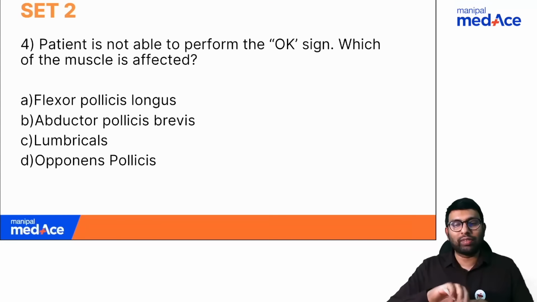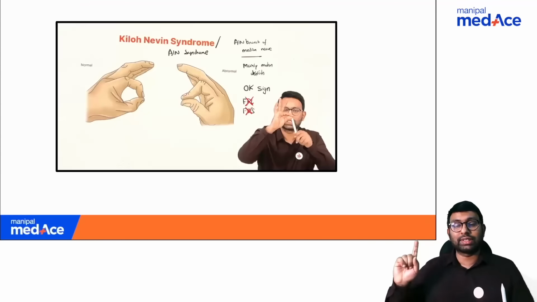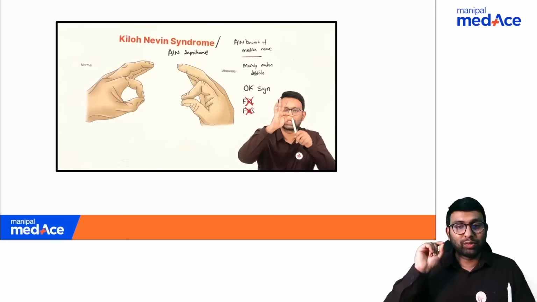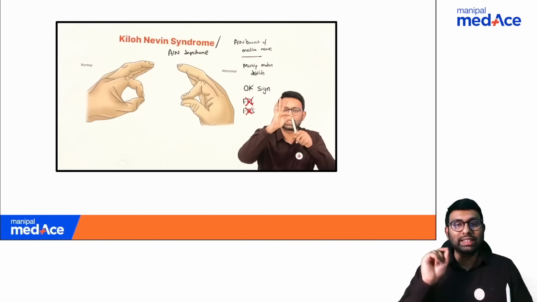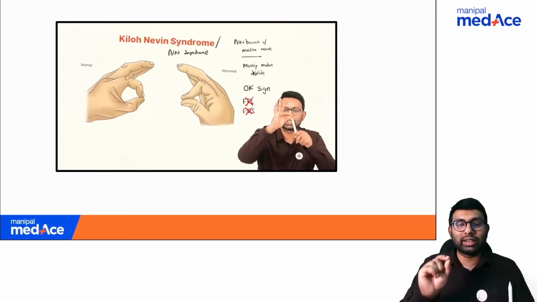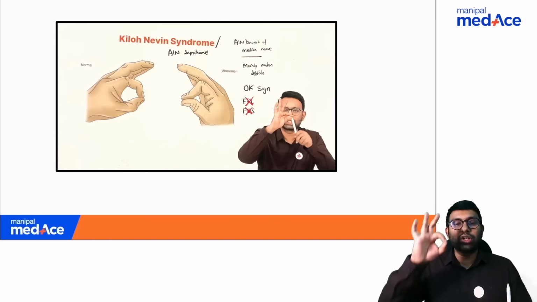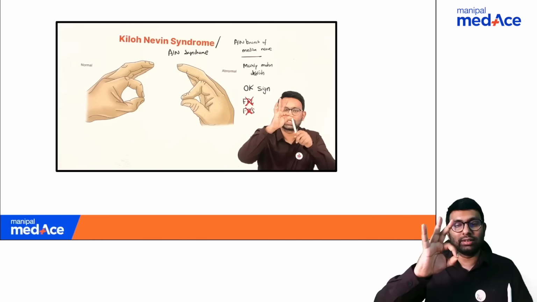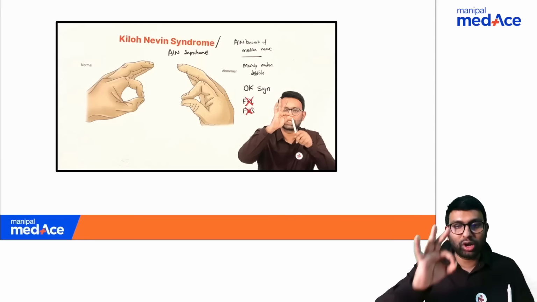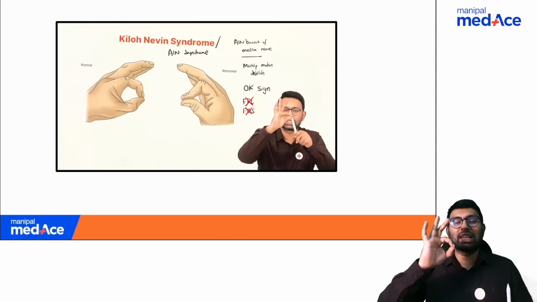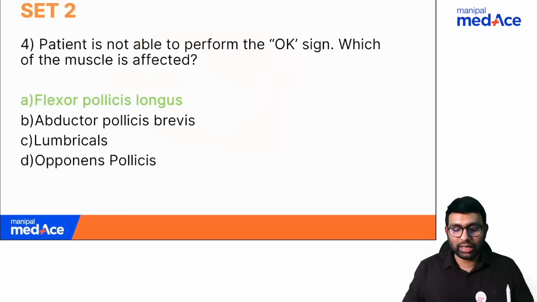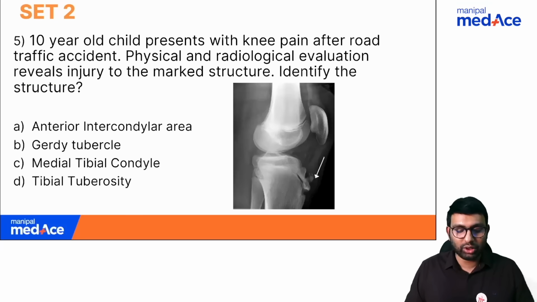Now OK sign, where do we do the OK sign? Let's go back to our lecture session. We've discussed a compressive neuropathy mainly in the median nerve called Kiloh-Nevin syndrome, where the anterior interosseous nerve is getting affected, and when the anterior interosseous nerve is getting affected, patient will not be able to do this OK sign, because his flexor pollicis longus and flexor digitorum profundus are getting affected. So instead of doing like this, he will keep it like this. So in patients who are not able to perform OK sign, flexor pollicis longus is the structure getting affected. Okay, so that is the answer of this question.